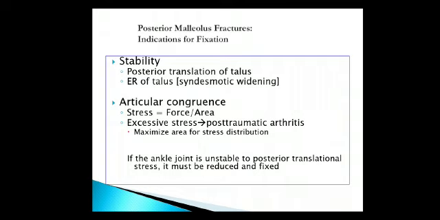The indications for fixation are posterior translation of the talus, seen on the stress view, a stress X-ray taken in the lateral view, external rotation of the talus, and articular congruence, because stress is equal to force by area. With excessive stress, post-traumatic arthritis will develop, because it's a weight bearing area of the joint.